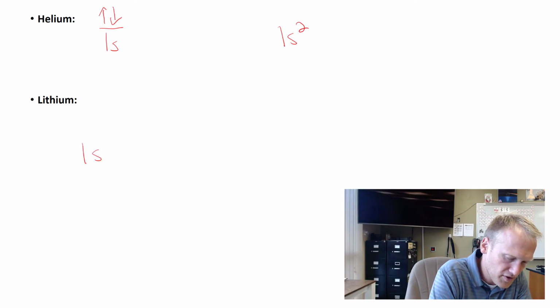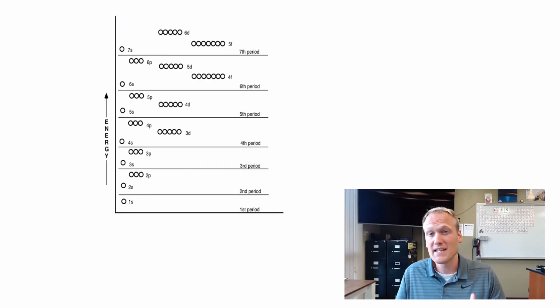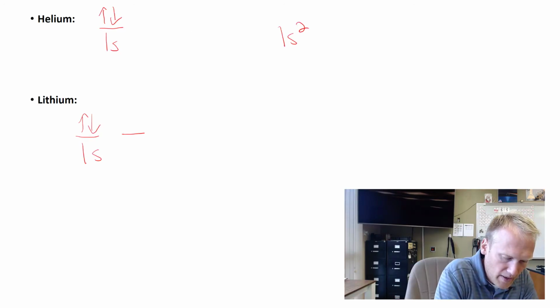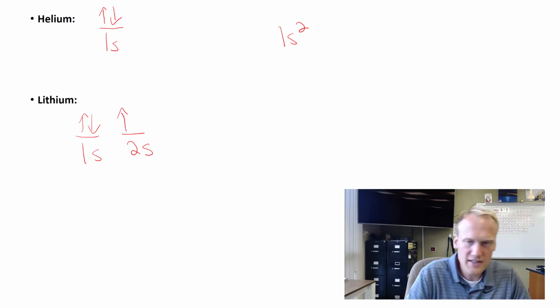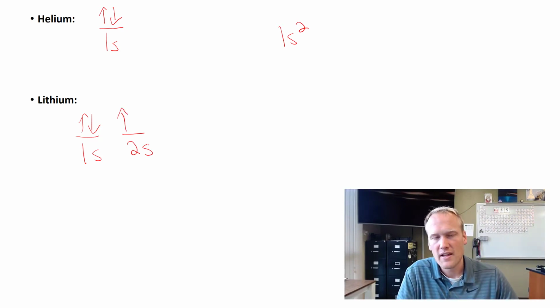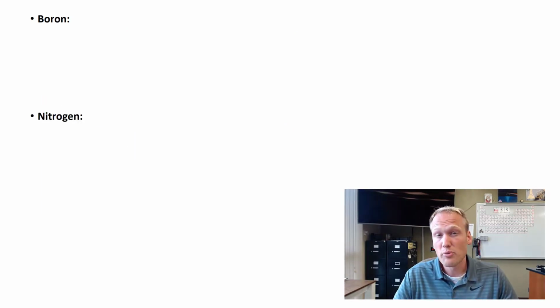So we'd put the first two in 1s, and then you might be thinking, well, what comes next? If we look back, we see that the second energy level and the s sublevel has a room that we would fill next. So 2s would have one room, and we'd put our third electron in that room. The shorthand way to write this would be 1s2, 2s1. We've placed all three of lithium's electrons. Now let's go to boron.